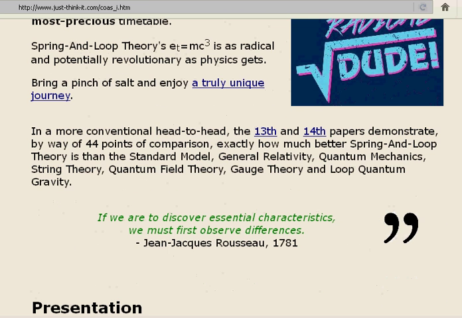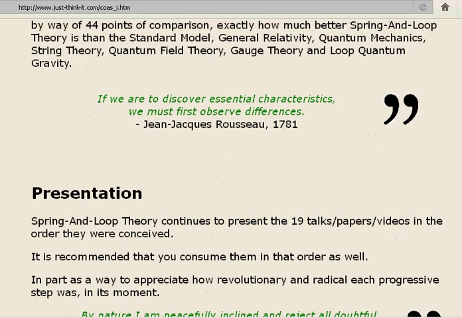In a more conventional head-to-head, the 13th and 14th papers demonstrate by way of 44 points of comparison exactly how much better spring and loop theory is than the Standard Model, general relativity, quantum mechanics, string theory, quantum field theory, gauge theory, and loop quantum gravity. If we are to discover essential characteristics, we must first observe differences. Jean-Jacques Rousseau in 1781.